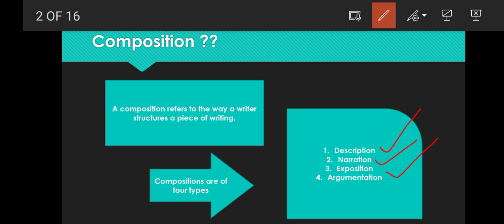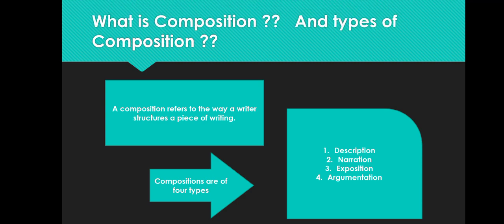Now, argumentation. What is argumentation? As the name suggests, argument. When you're writing a composition in an argumentative style, that is known as the argumentative type of composition. You have to present arguments. What does arguing mean? Debate, right? So you have to do that in the composition. I hope you have understood all the four types of composition.